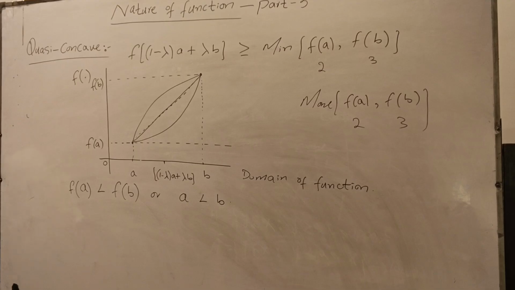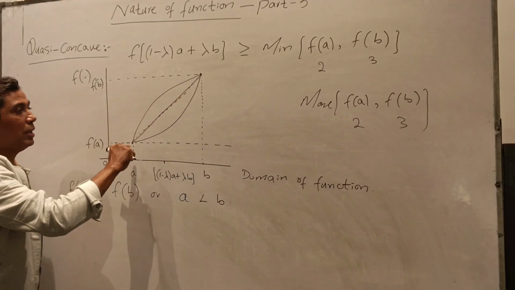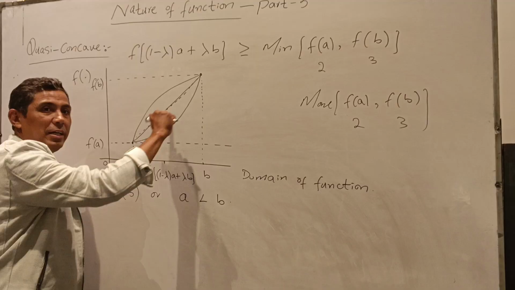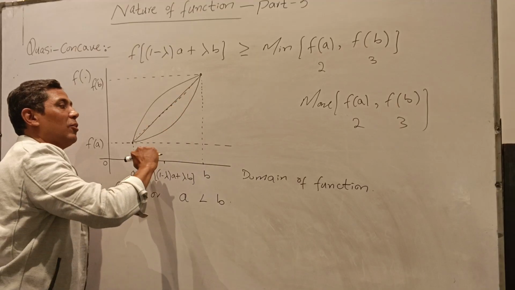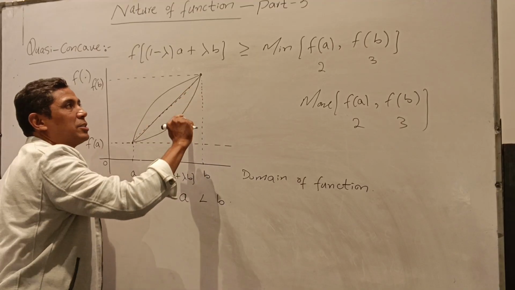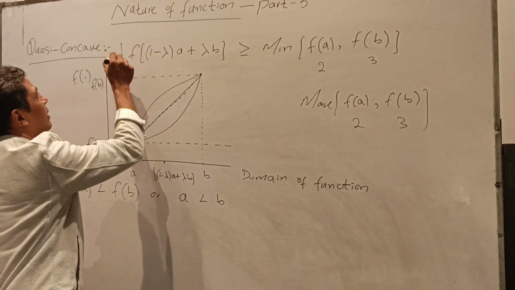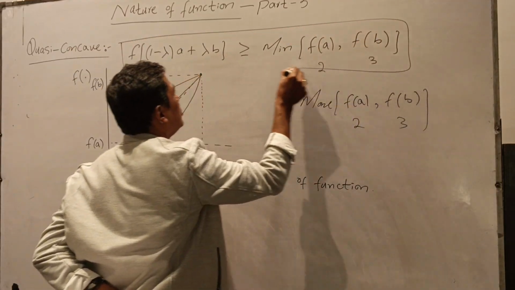It is not necessary that it is always concave. There is a possibility it may be concave, but there is also a possibility that initially it is linear or convex. Then you satisfy this mathematical condition.